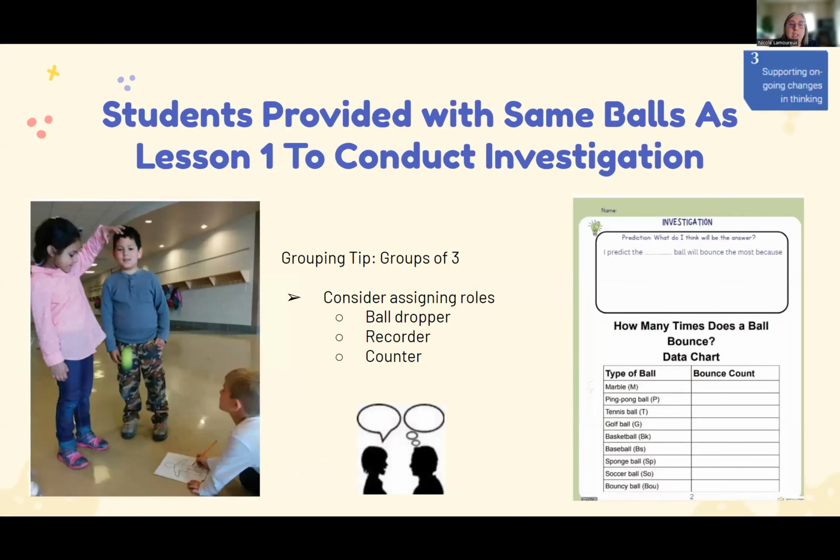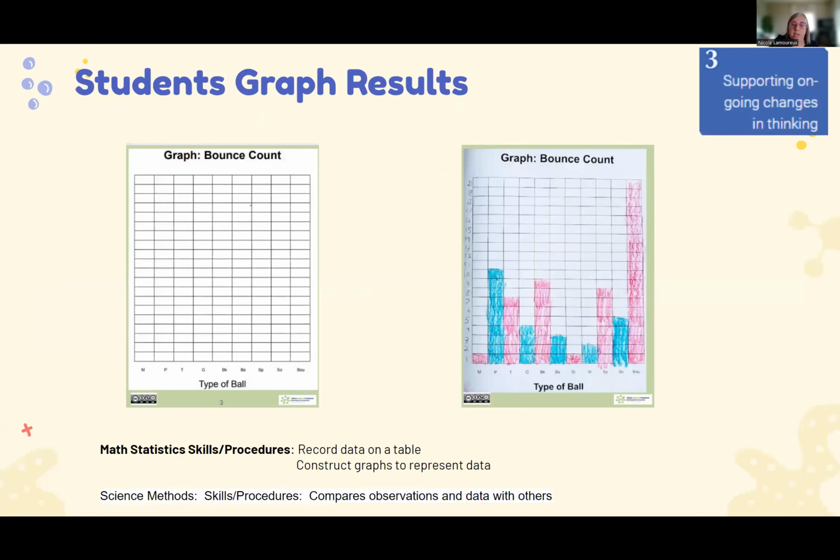And then you can consider putting them in groups of 3, and you can consider assigning roles if you'd like. One person's the ball dropper, recorder, or counter, however works for you. And then in the investigation sheet, they can count or do a tally of the bounce counts. Okay, so here I brought in the statistics organizing idea from math, where they record data on a table and construct graphs to represent data.